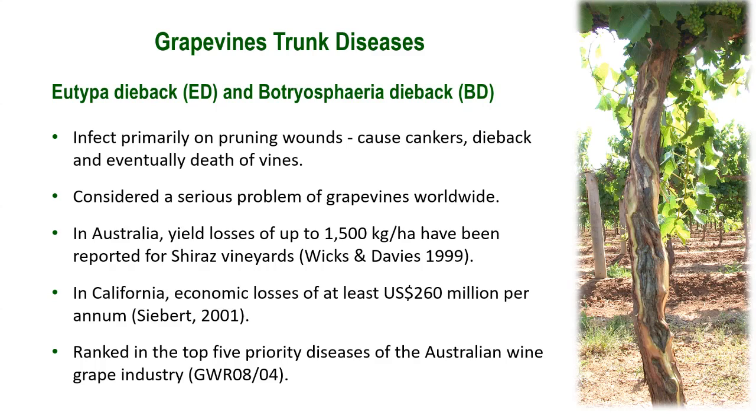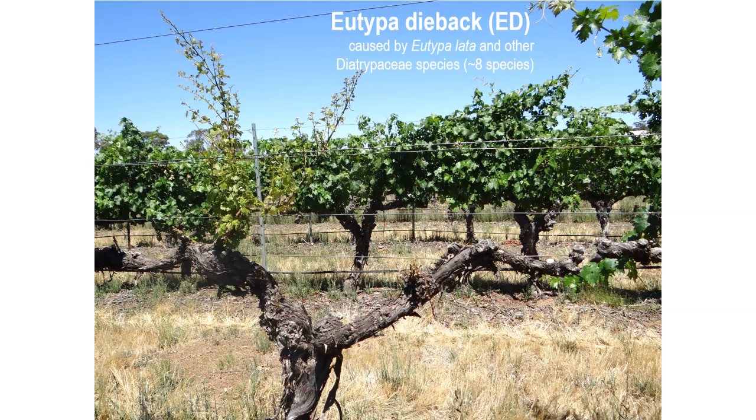Now, in terms of economic impact, here in Australia, for example, yield losses of up to 1,500 kilograms per hectare have been reported for Shiraz vineyards. And in California, economic losses of up to $260 million per year have also been recorded. And this is why these two diseases are ranked in the top 5 priority diseases by the Australian wine and grape industry. So just to quickly show you some of the symptoms of these trunk diseases.